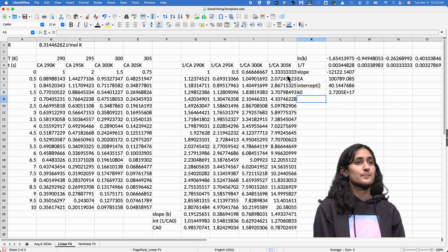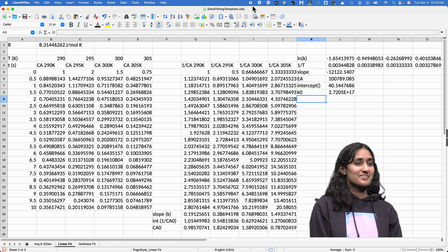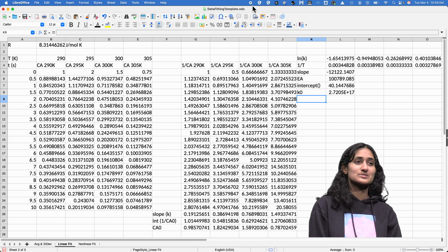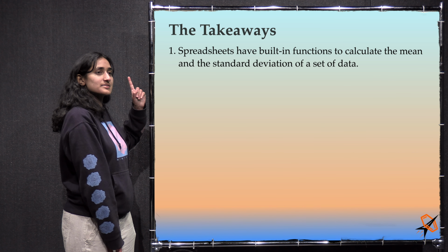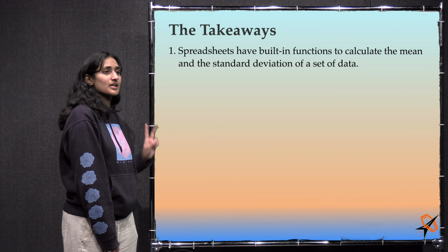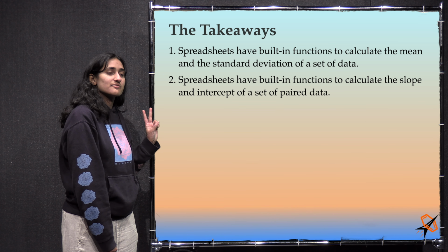The copy of the solution on the website includes plots to show how well the data is fitted with this model. In the next video, we'll show how to fit the same dataset using solver and nonlinear least squares. The takeaways from the video are: 1. Spreadsheets have built-in functions to calculate the mean and the standard deviation of a set of data. 2. Spreadsheets have built-in functions to calculate the slope and intercept of a set of paired data.